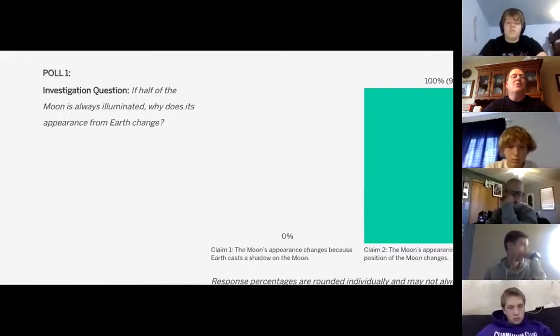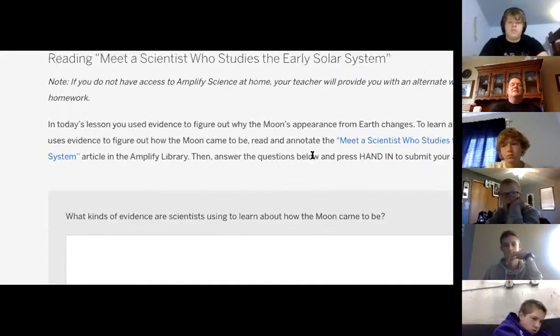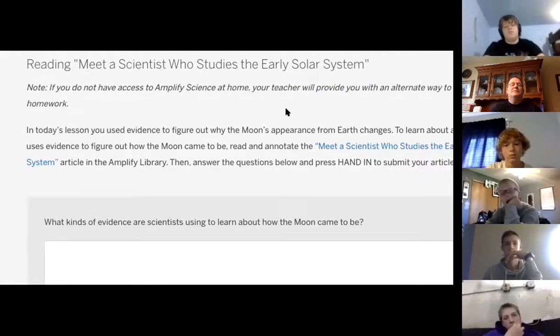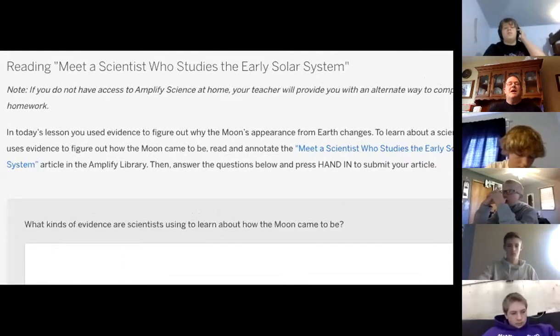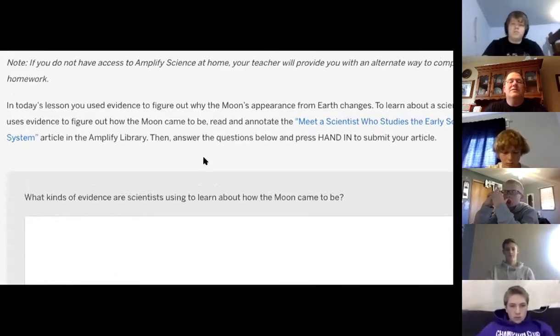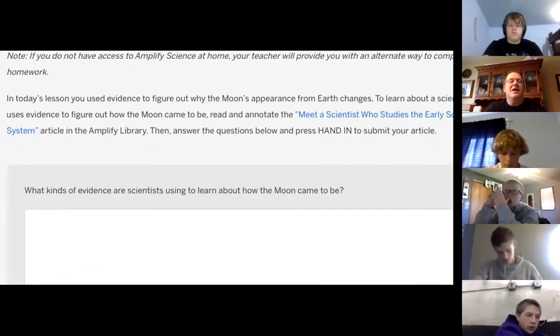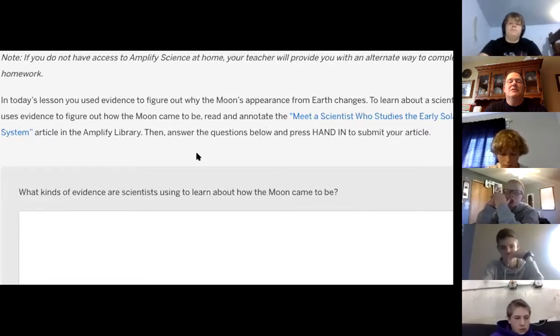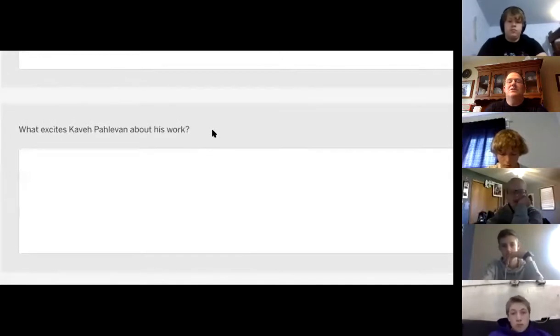All right, homework tab. Reading, meet a scientist who studies the Earth's early solar system. All right, today's lesson, you'll use evidence to figure out why the moon's appearance from Earth changes, and to learn about a scientist who uses evidence to figure out how the moon came to be. Read and annotate. Meet a scientist who studies the early solar system. All right, 5 annotations. And what, 2 questions?